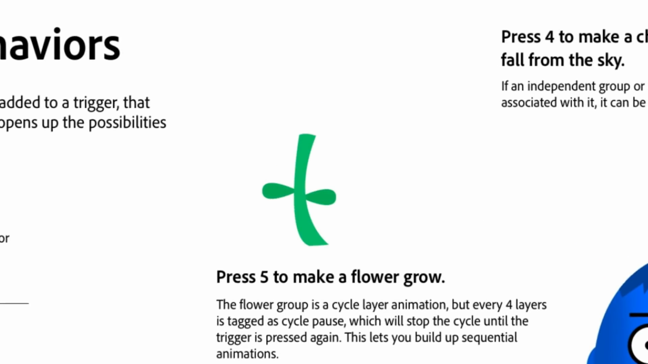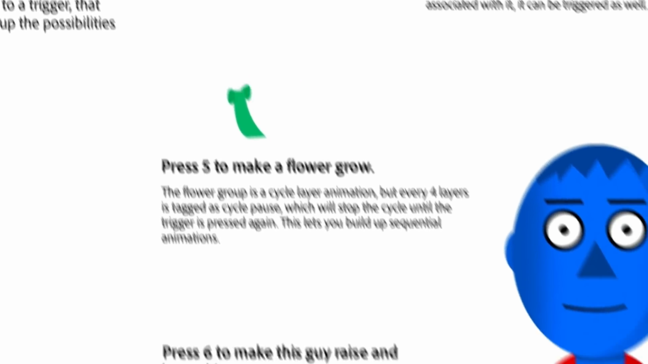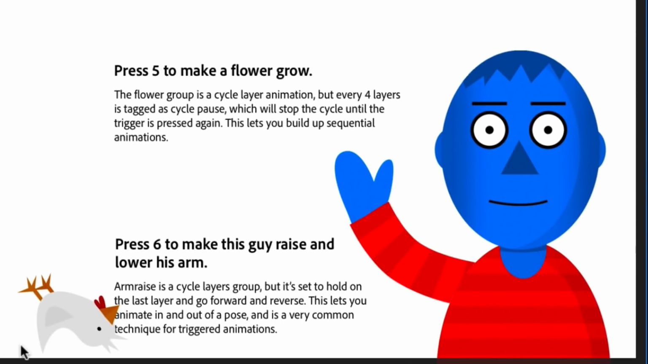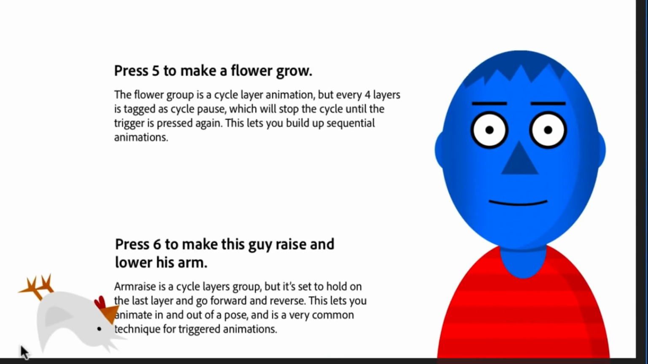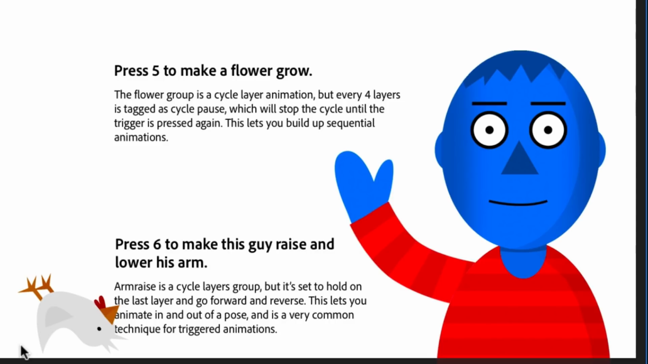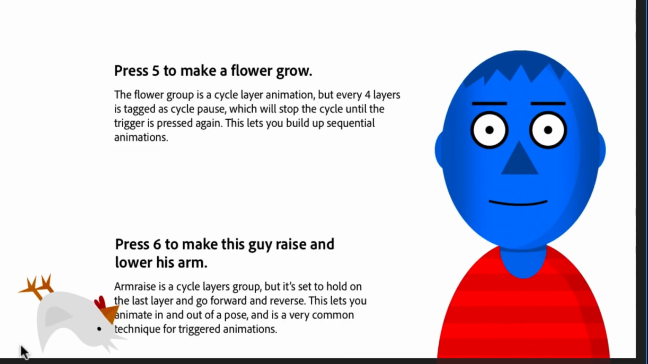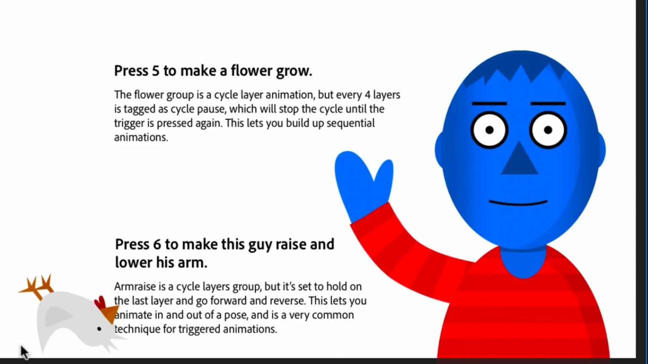At first, the animation pauses when the stem grows, but pressing 5 again will complete the cycle and make the flower bloom. Pressing 5 again a couple of times will reverse the process. This is an example of pause layers, which are tagged to pause a frame-by-frame animation midstream. Finally, pressing 6 makes the character raise his right arm, and another press lowers it. This also uses the cycle layers behavior, and triggering poses like this is a common technique.